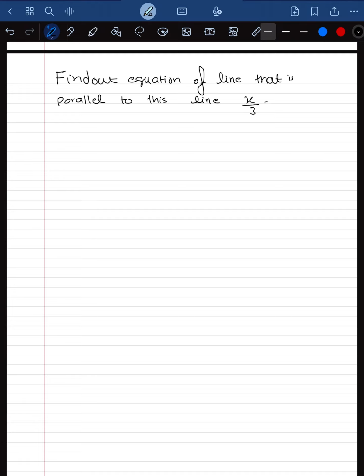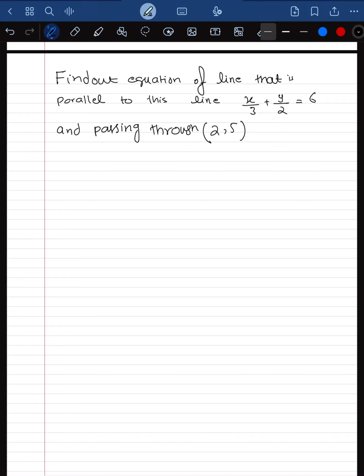Let's say now the line is written like this: x over 3 plus y over 2 is equal to 6, and passing through 2 comma 5, let's say. Now you can see that we are given an equation, x over 3 plus y over 2 is equal to 6. We are given the point, so we will do the same procedure. We will extract the slope from this equation.